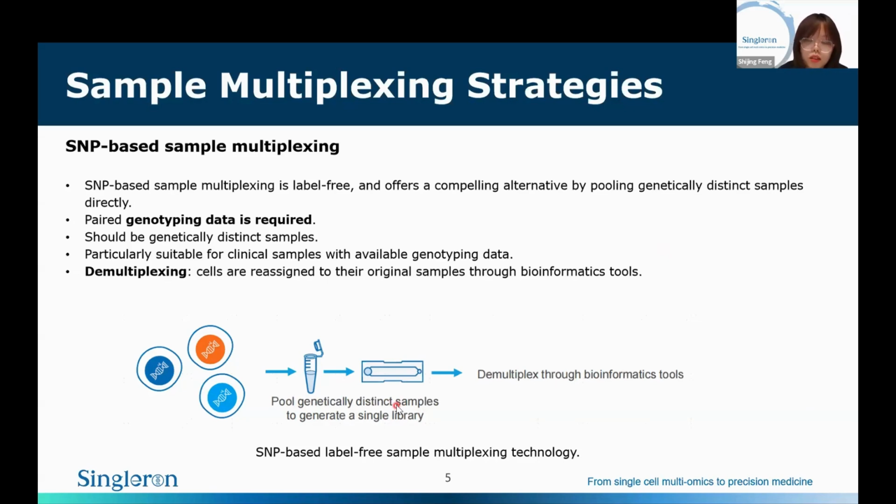So the experiment for this multiplexing is very easy, and it can be treated the same as treating one sample. After that, when you want to demultiplex the cells into different samples, this relies a lot on bioinformatics tools, which can use the SNP information to assign the cells to different sample origins. So in the next section, I'm going to introduce the software we use to do the sample demultiplexing for single cell data.